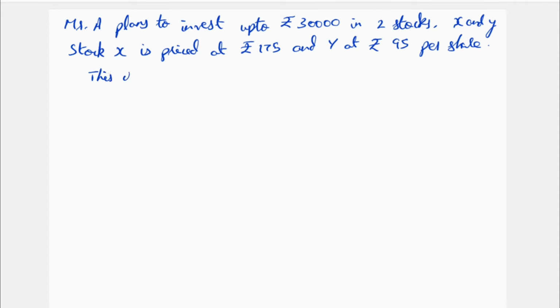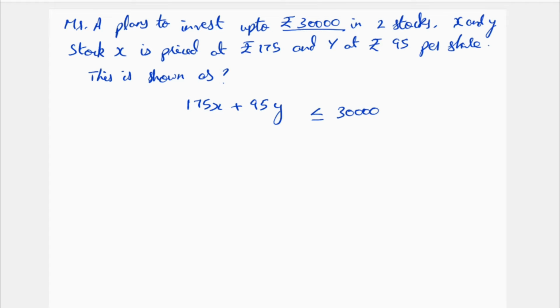This is shown as, very easy, they are asking us to show it as a linear equation. Now, up to 30,000 is given, meaning this is the upper limit. My total investment must be less than or equal to 30,000. The number of shares of stock X that I'm going to buy, let it be X. So the total cost of investment in X will be 175X plus the total cost of investment in stock Y is going to be 95 into Y, let the number of units be Y.